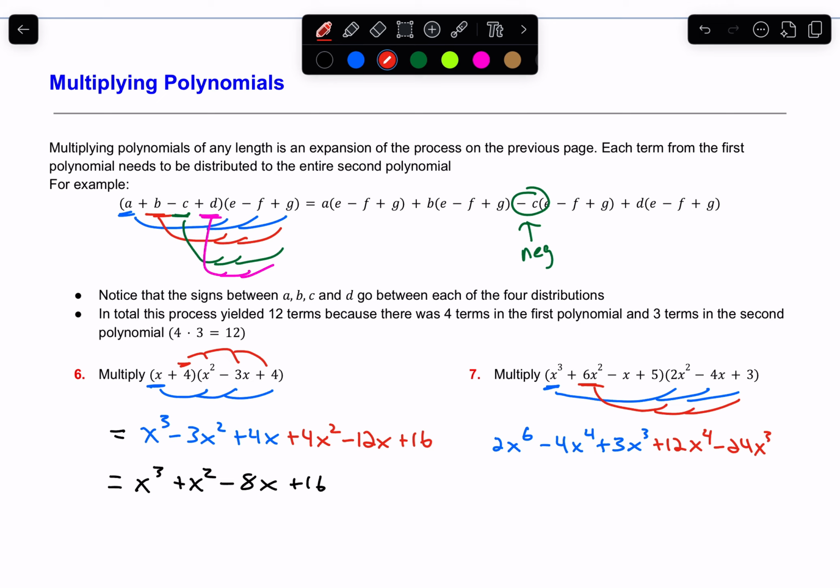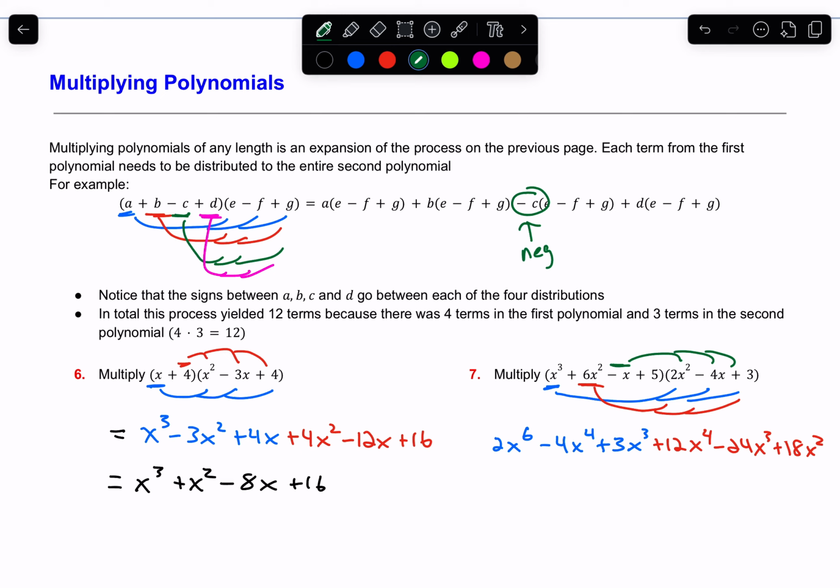And 6x squared times 3 is 18x squared. I ran out of space, so I'm going to go down to the next line. I'm now distributing negative x times all three things. Got to be careful whenever you distribute a negative. Make sure you multiply that negative times everything.